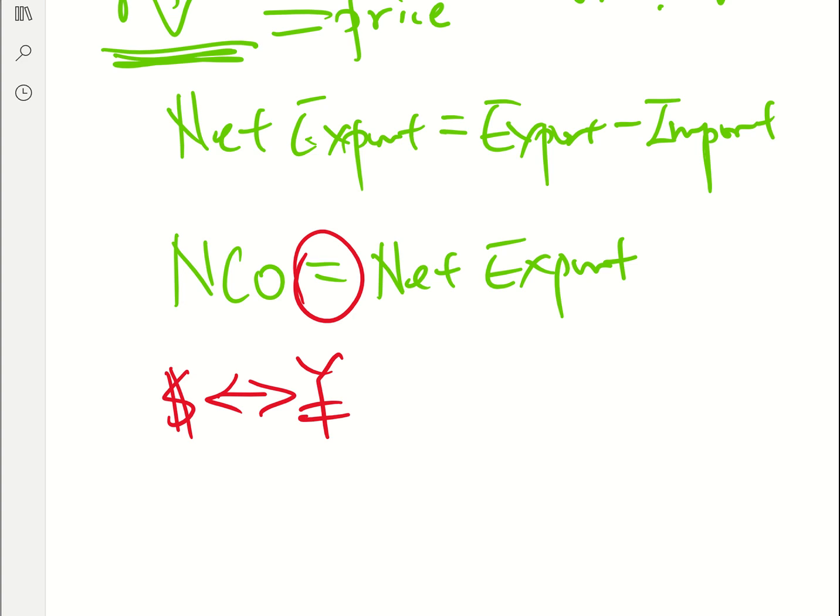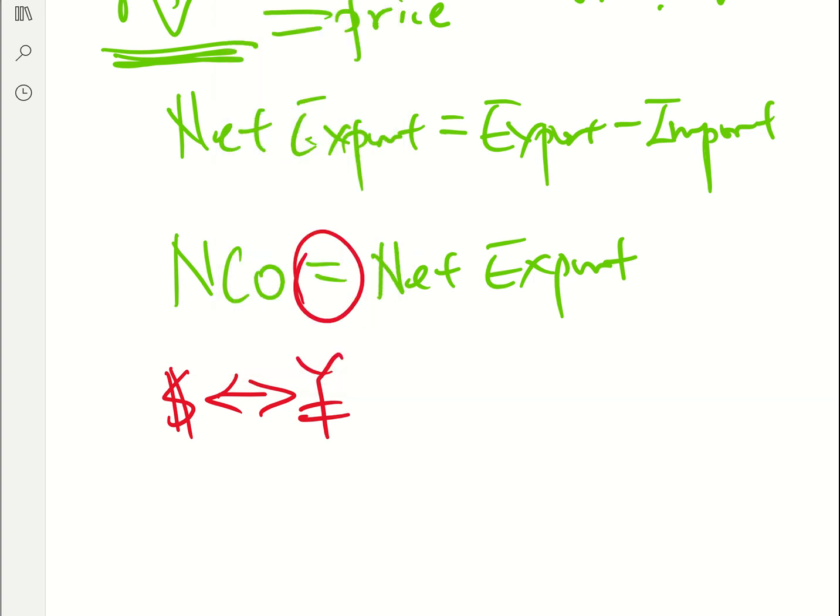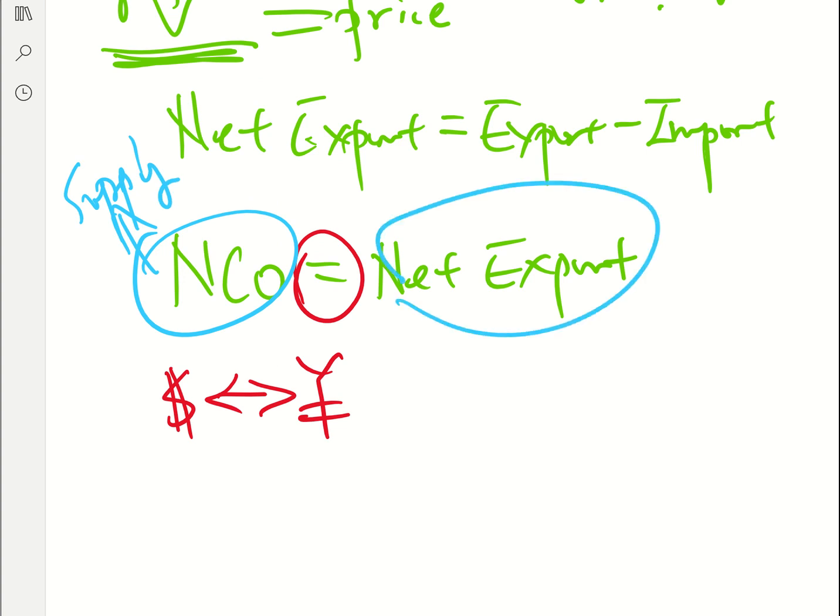So the NCO over here, this is representing the supply side of this market. So that's your supply. And then the net export here is the demand side of our market.